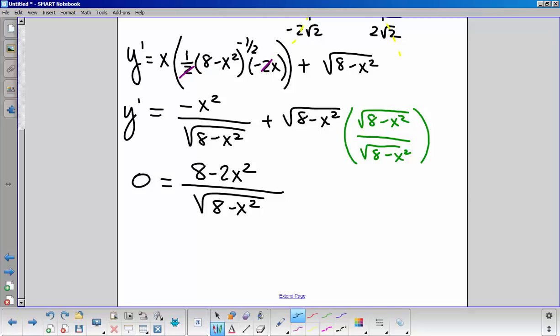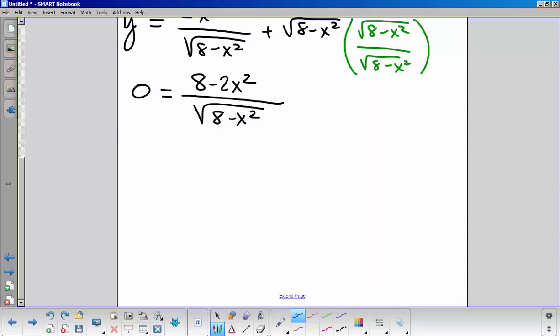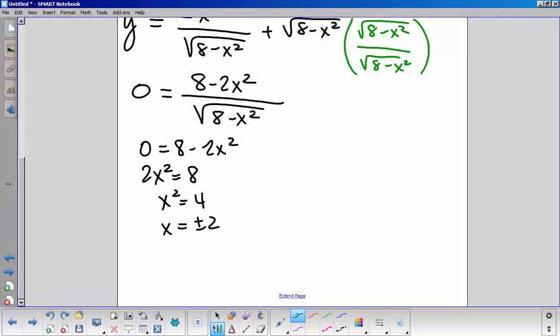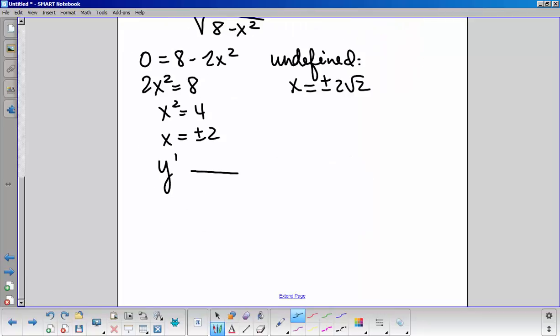Yep. Setting it equal to 0, I get 0 equals 8 minus 2x squared. 2x squared equals 8. X squared equals 4. X equals plus or minus 2. When is the denominator equal to 0? At x equals plus or minus 2 root 2, right? So I'm going to do my y prime line. My closed interval, negative 2 root 2.